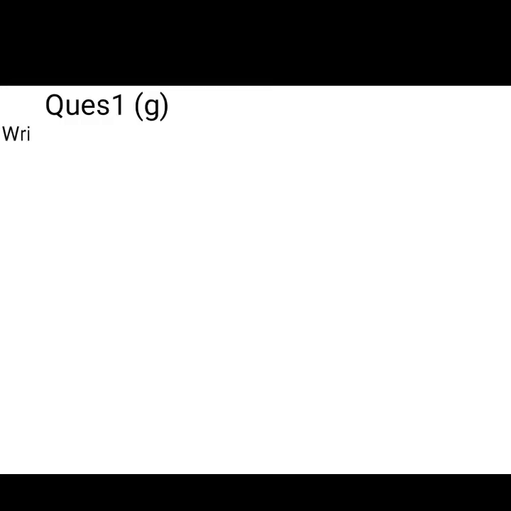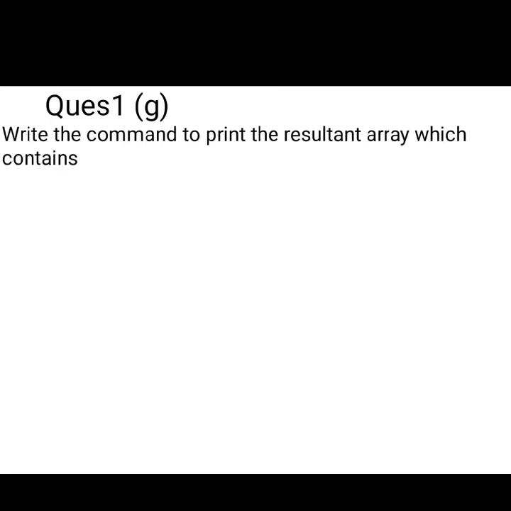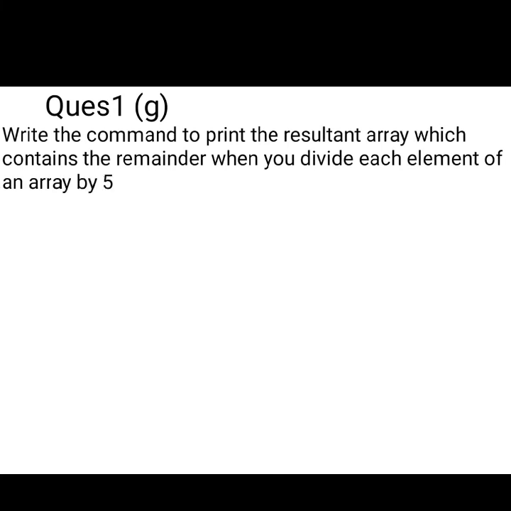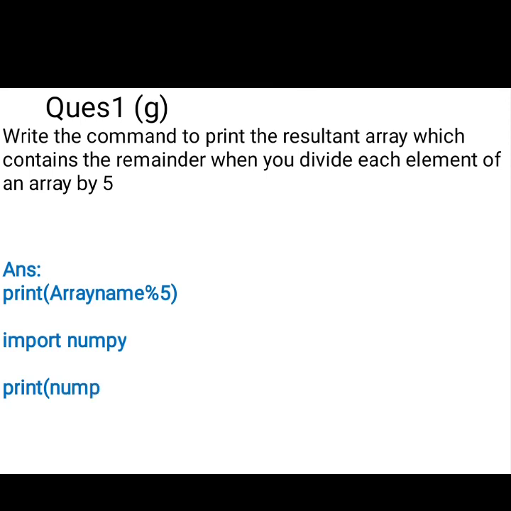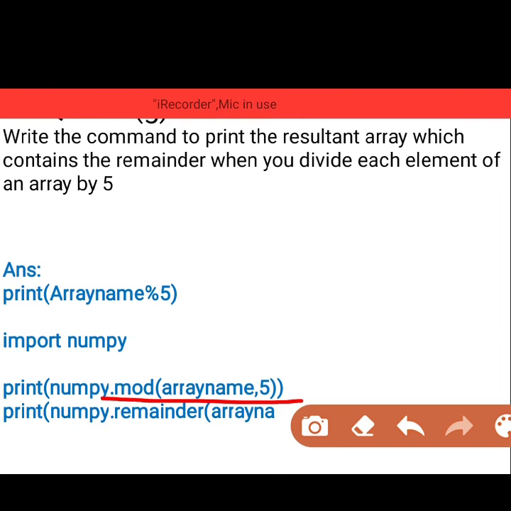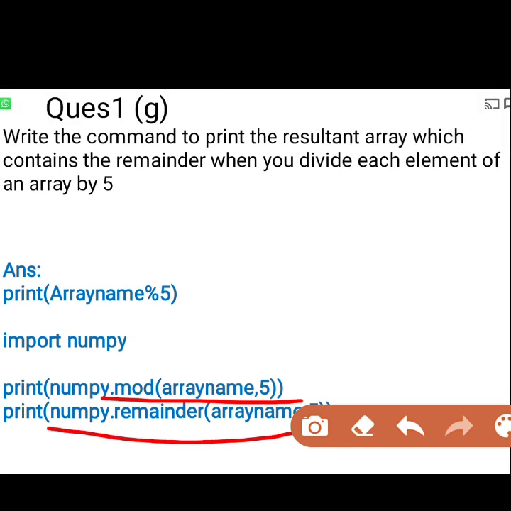Question first, G part. Write the command to print the resultant array which contains the remainder when you divide each element of an array by 5. So students, for this purpose there are 3 ways. We can use the operators as well as we can use the functions. So how can you write? Print array name percent 5, or import numpy, numpy dot mod array name comma 5, and numpy dot remainder array name comma 5. You can use both these functions.